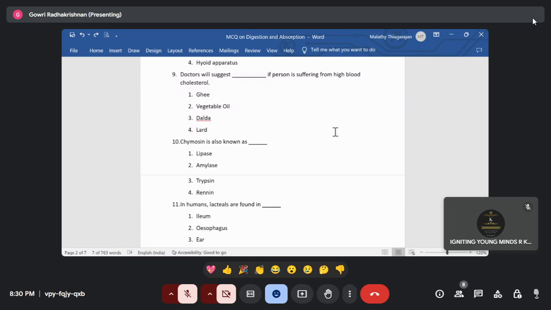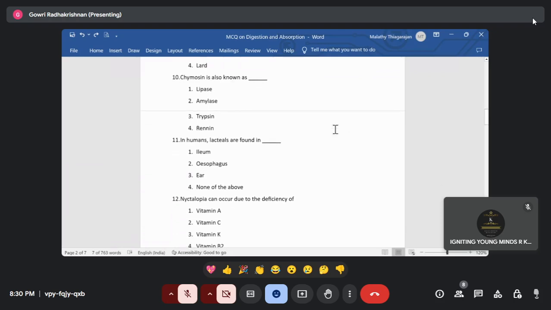Ghee, dalda, lard are all saturated fat. So consuming more of that will only increase the blood cholesterol more. So the doctors may suggest vegetable oil if a person is suffering from high blood cholesterol. So the answer is option 2.